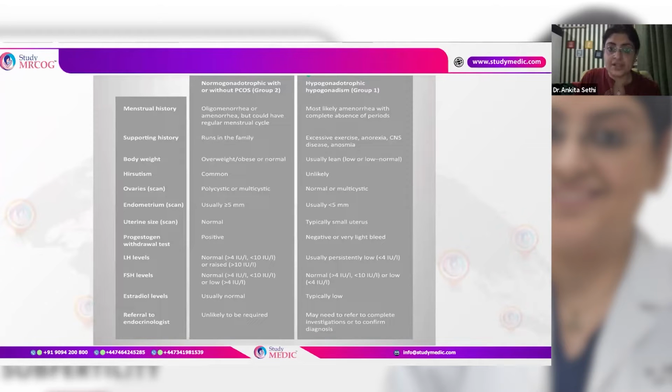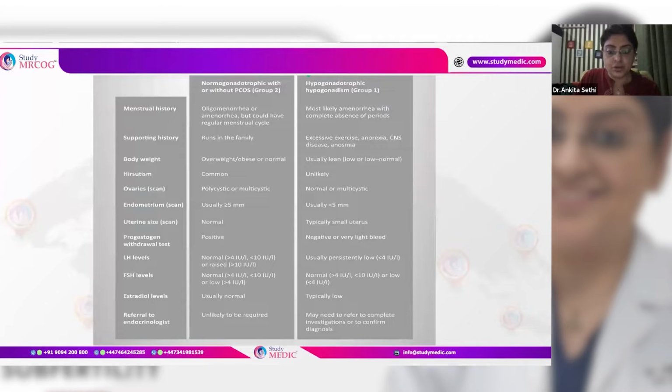Ovaries are polycystic in PCOS patients, and they're normal or multicystic in hypo-hypo. The endometrial lining will be more than or equal to 5 mm in PCOS. It will be less than 5 mm in hypo-hypo. Uterine size will be normal in PCOS. It will typically be a small uterus in hypo-hypo. And the progesterone withdrawal test is positive in PCOS, but it could be negative or a very light bleed in hypogonadotropic hypogonadism. The LH level will be normal or raised in PCOS. FSH will be normal or low in PCOS. But in hypogonadotropic hypogonadism, both LH and FSH will be low.